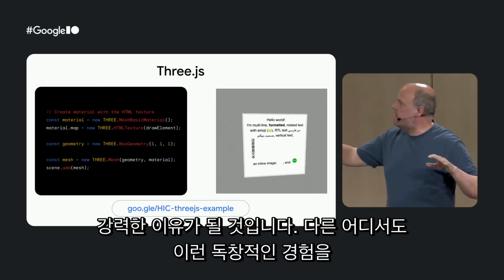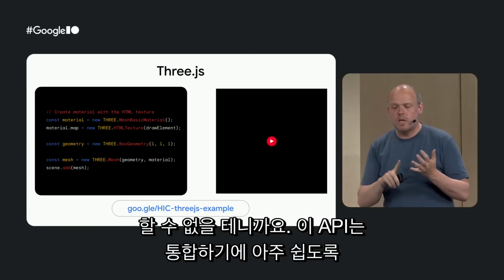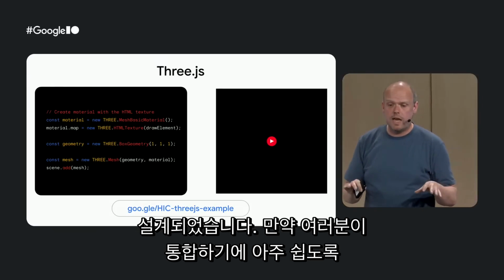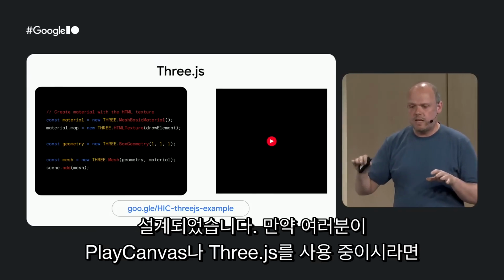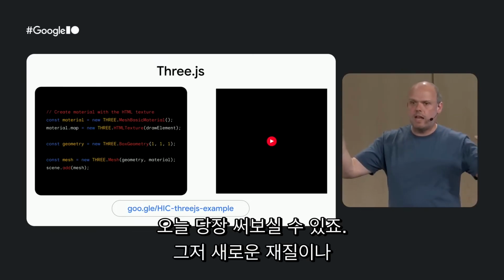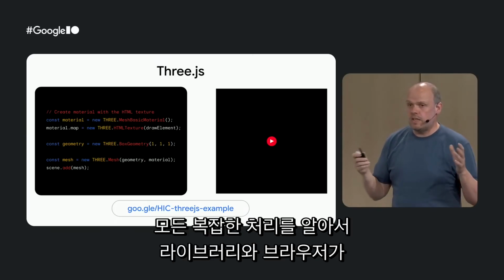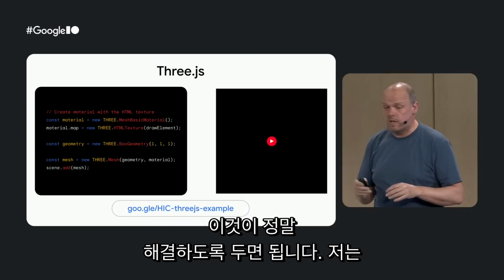Now, it is designed to be as simple as possible to integrate. And if you have PlayCanvas or Three.js, you can use it today. It is just as simple as adding a new material or texture into Three, and then the library and the browser just handle all of that extra complexity for you as well. I just think this is a game-changing API, and I think it's going to change the way that we experience the web.